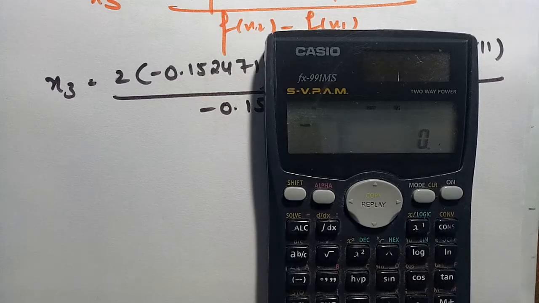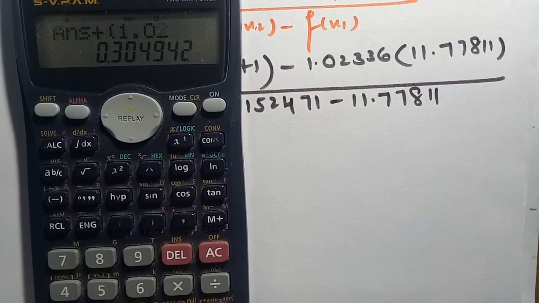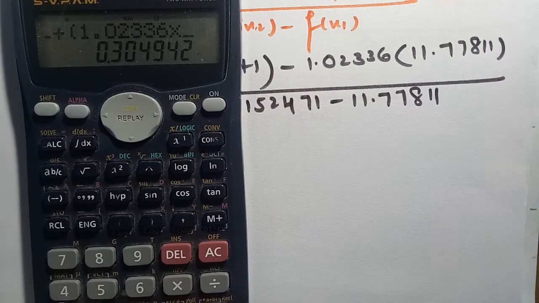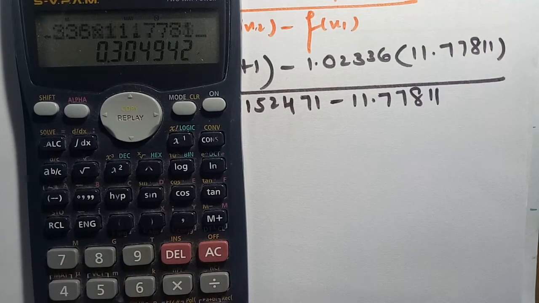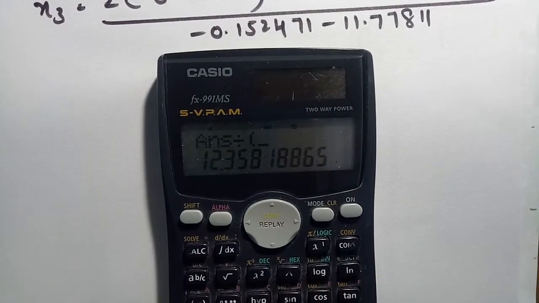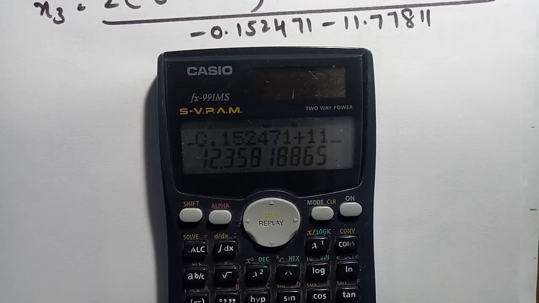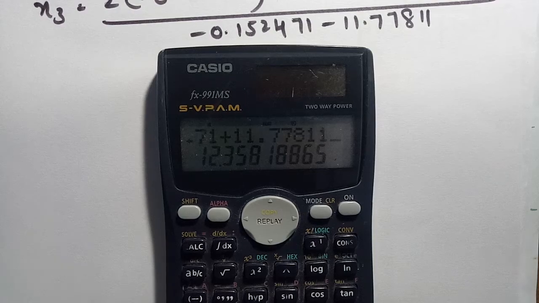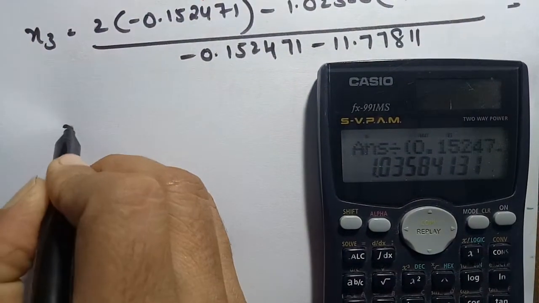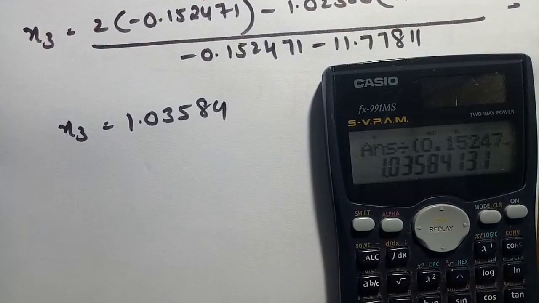2 into 0.152471 plus 1.02336 into 11.77811 divided by 0.152471 plus 11.77811. So the answer here is, x3 value is 1.03584.